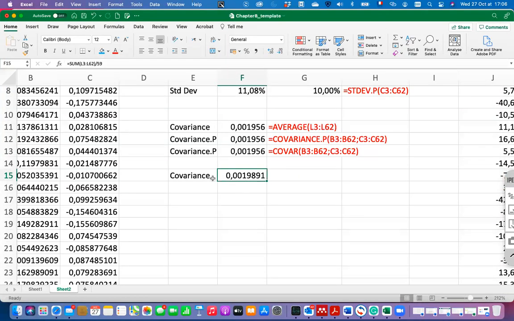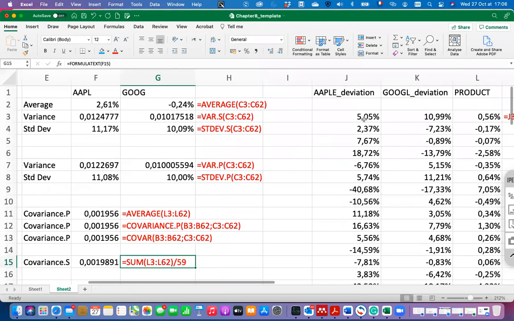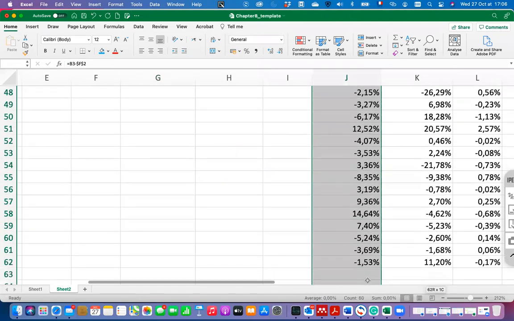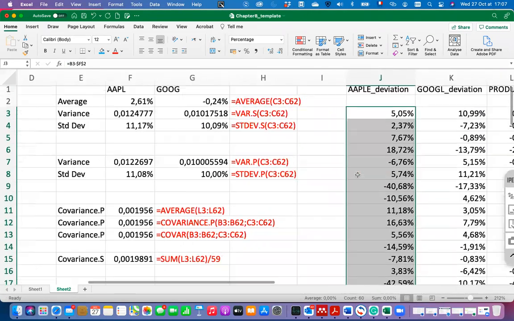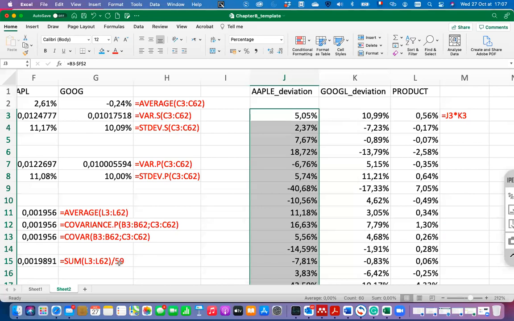For the sample, right? So this is for the sample. And this one is for population. See, because we have 60 observations. So we have the count here is 60. So we have to use, for example, n-1, which is 59. So we have to sum up all the cells here in the product column and then divide by 59.